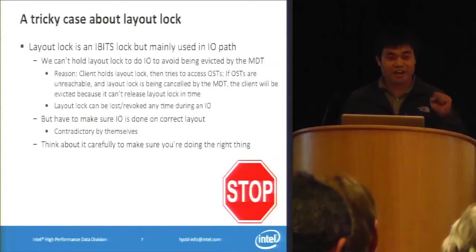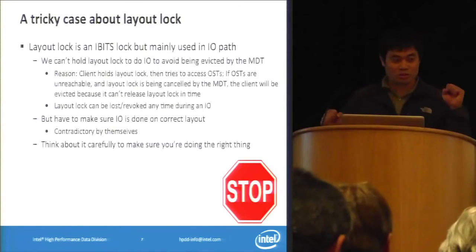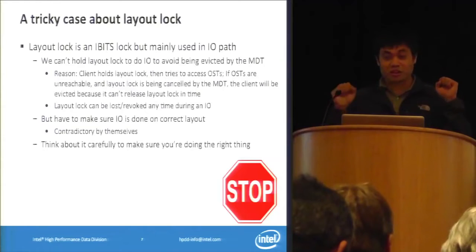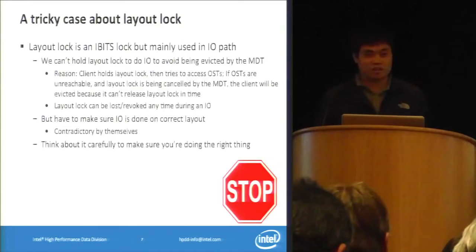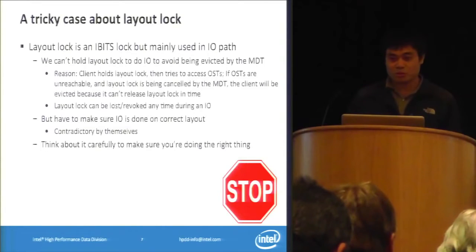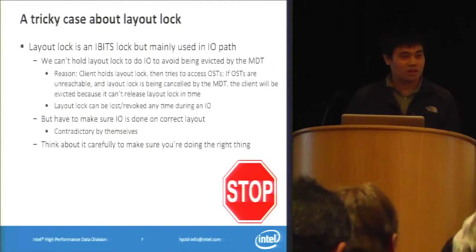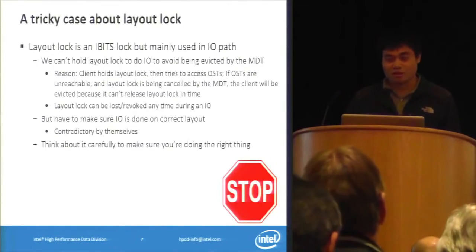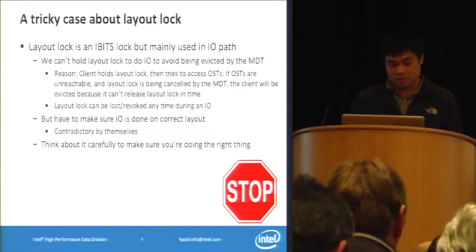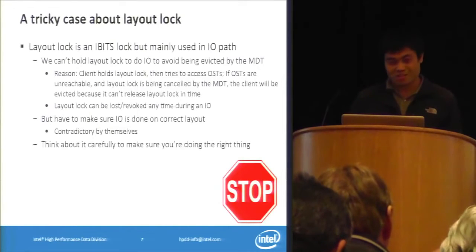But on the other hand, we have to make sure the layout is correct for the I/O. So they are contradictory by themselves. This is very tricky, and we usually need some extra mechanism to make sure the data model is correct. So I put a stop here. If you are going to use the layout lock in your project, you have to think about it carefully to make sure you are doing the right thing. Of course, I don't mind if you like to talk to me first.